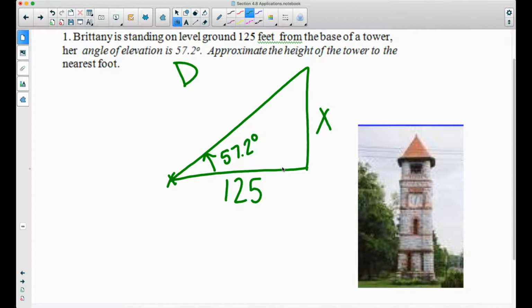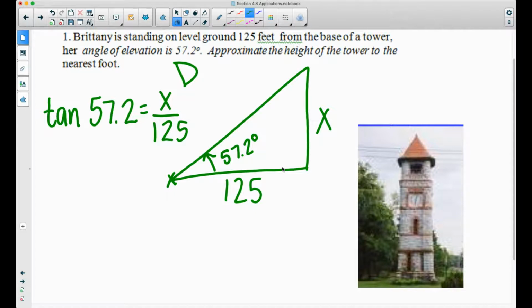So when I look at this, I say, okay, I have my opposite and I have my adjacent. So which trig function? Tangent. So I have my opposite over my adjacent. And to get x completely by itself, I just multiply. It said to the nearest foot, so we'll just say 194.